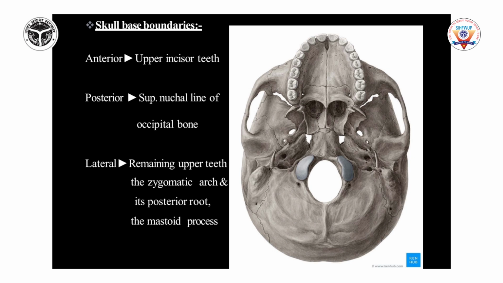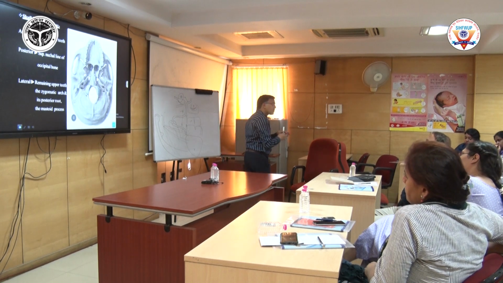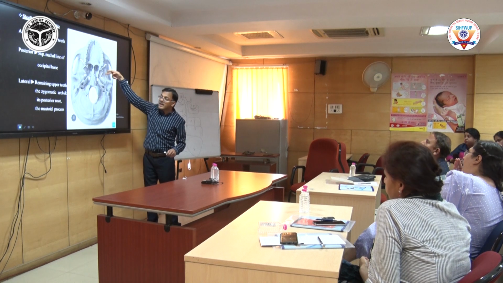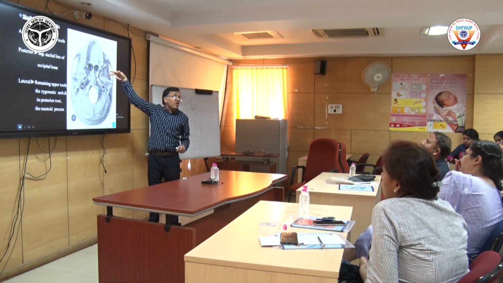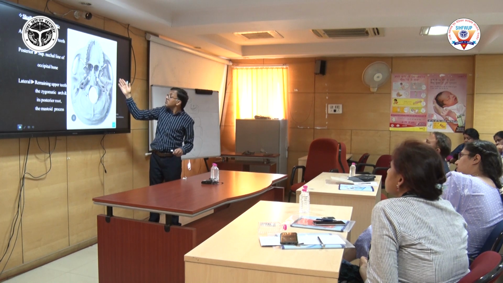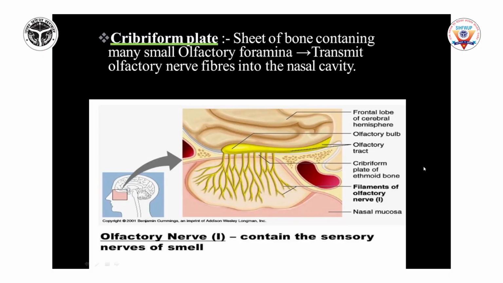Now, infratemporal fossa, where does it lie? It lies lateral to the medial pterygoid plate. That is the medial border of the infratemporal fossa. Lateral border is your zygomatic. See, this diagram is important.